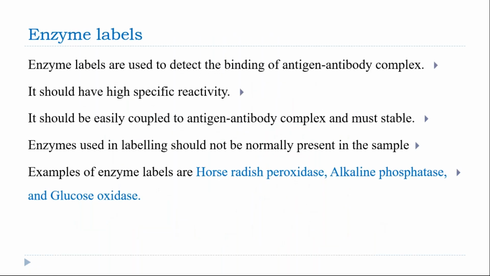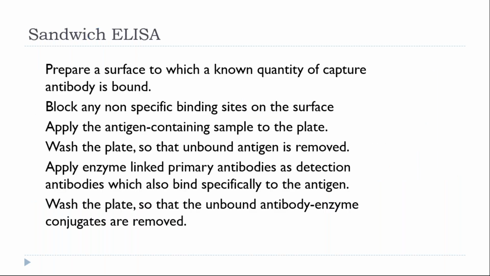The enzyme labels that we use for ELISA should have high specificity and very high reactivity, and they should be able to couple to the antigen antibody complex. Three enzymes that are commonly used are horseradish peroxidase, alkaline phosphatase, and glucose oxidase. These are generally conjugated with the secondary antibodies used in enzyme-linked immunosorbent assay.